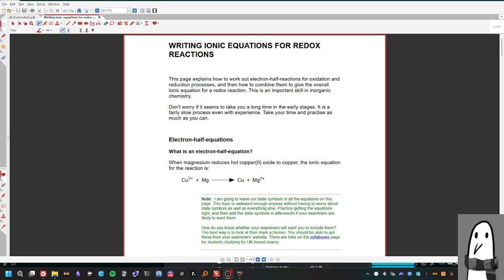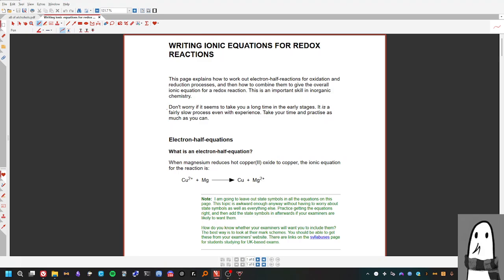Let's go. We're going to skip this, I cut to this because I need to lock in for a little bit of ionic equations before we continue with the oxidation of alcohols. So let's go through this a bit.